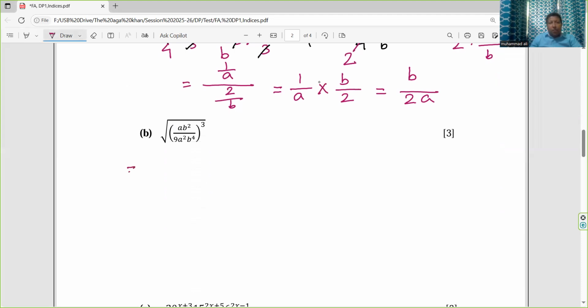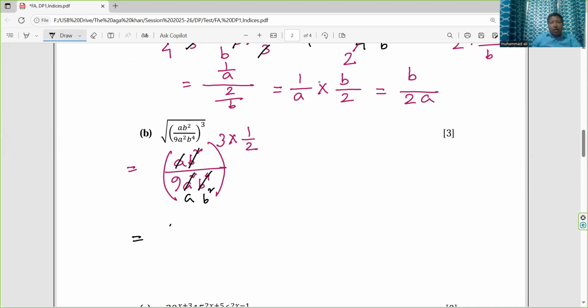Number B, this is square root. Okay, so we can write here ab square, 9a square b to the power 4. So here this cube and this square root will multiply with this cube. Now we can cancel this a square, b square, b to the power 4 cancel, it will be b square. And upper side is nothing, below side is 9.